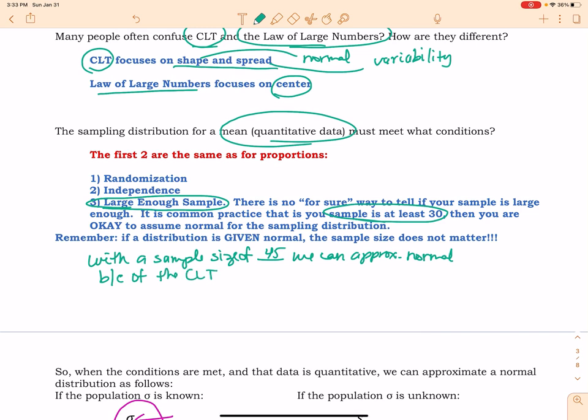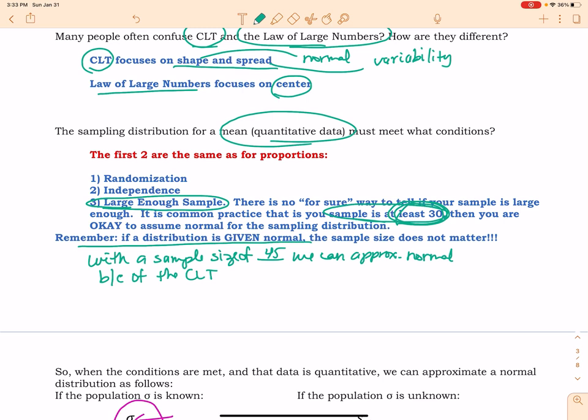So something like that. And I'll word it better when I do some examples for you. But that is what we will rely on. Also keep in mind, as I stated in another video, you do not necessarily have to have a sample size of 30 or more if you are told that your initial distribution is given normal.